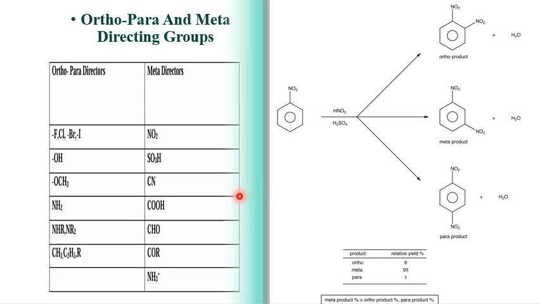So what are the examples of ortho, para and meta directors? Examples of ortho, para directors are fluorine, chlorine, bromine, iodine, hydroxy group, methoxy group, amino group. These all come under the ortho, para directors. Examples of meta directors are nitro group, sulfonyl group, cyanide group, acid group, aldehyde group, acetone group. These are all examples of meta directing groups.